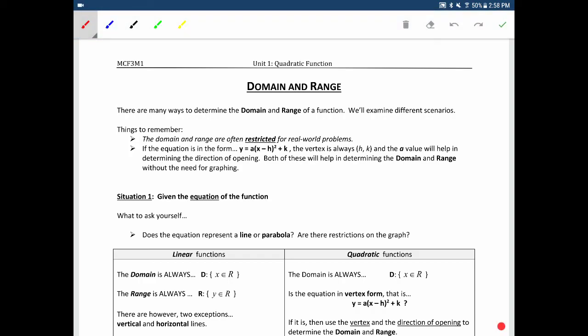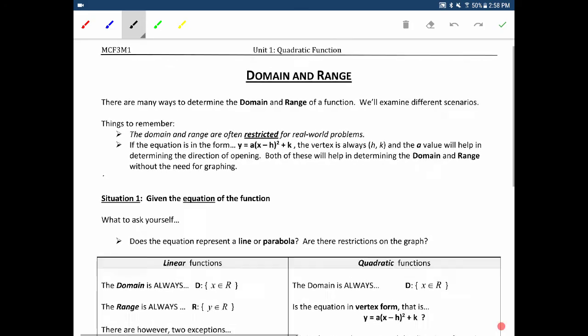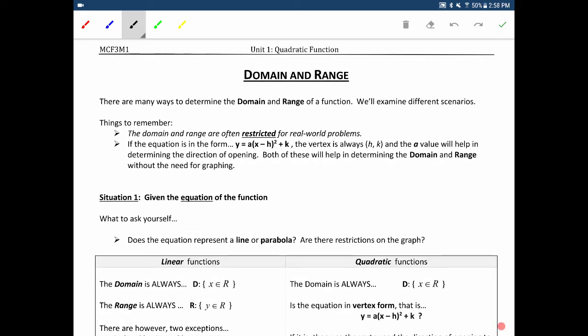Hey guys, today we're going to take a look at the domain and range of functions. There are many different ways to determine domain and range, but we're going to look at a couple of different scenarios. First of all, it is worth remembering that domain and range are a list of all the possible inputs and outputs that you can have for any function. The domain is all the inputs you can have, the range is all the outputs you can have.